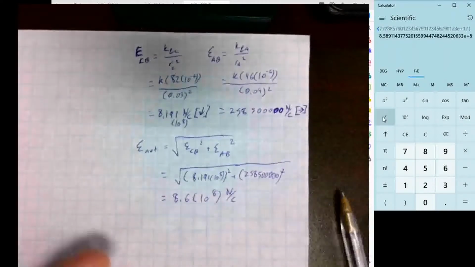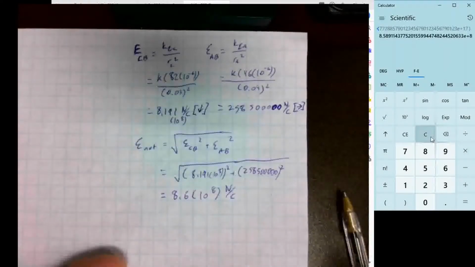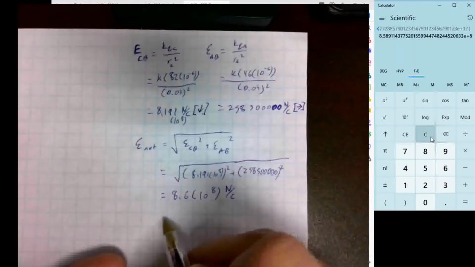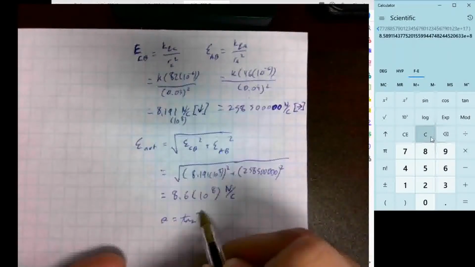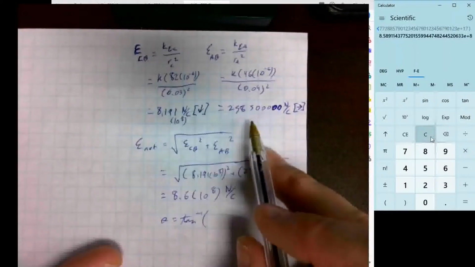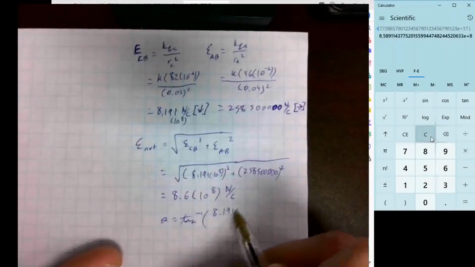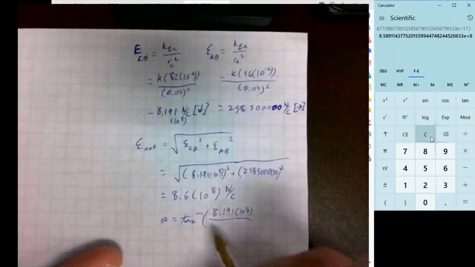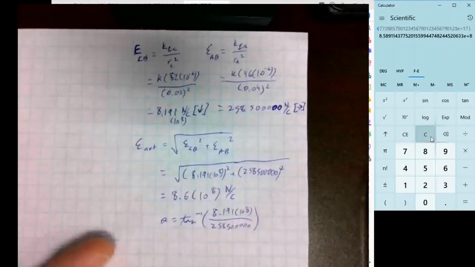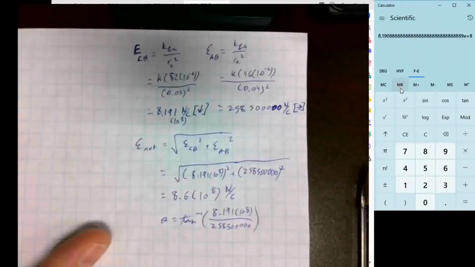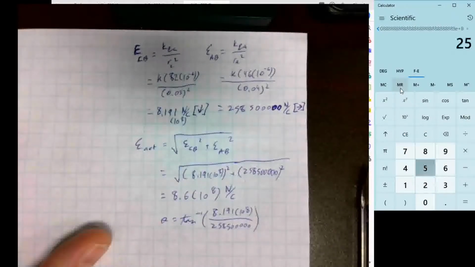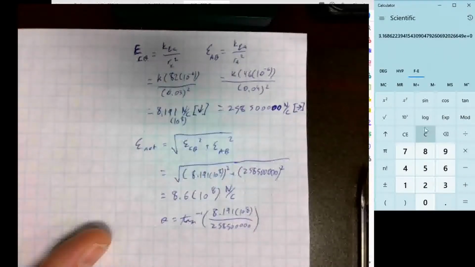newtons per coulomb. I then also have to find out what my direction is, so I will do a quick little side calculation. It's the inverse tangent of the smaller, which is 8.191 times 10 to the 8, over the larger, 258500000. So I would take this value and divide it by 258512123, and then I would inverse tan that.